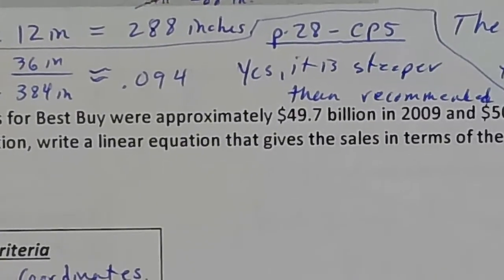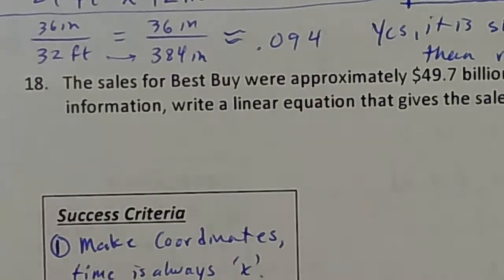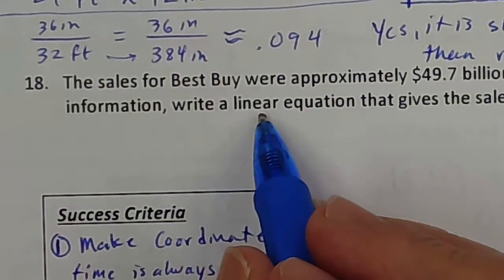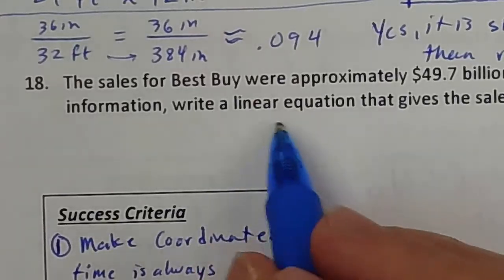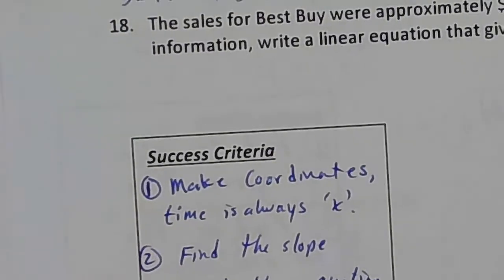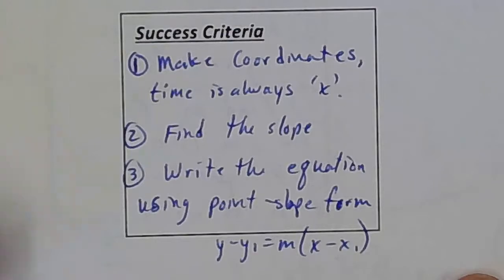Go ahead and read that to yourself. Okay, so write a linear equation. We saw that in the assignment yesterday, so we're going to use those same skills. All right, here's how you can get this set up. Here's some steps to follow. Copy this down in the success criteria.